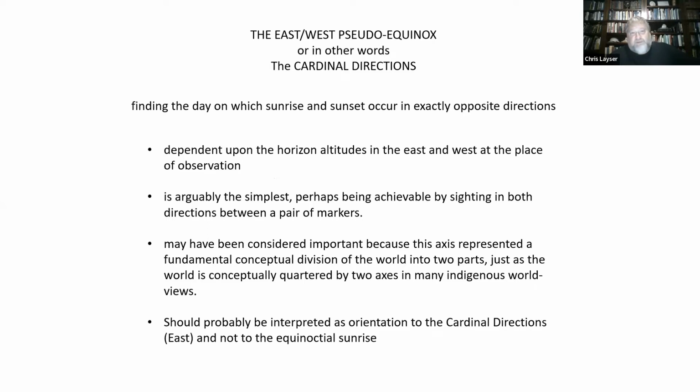And it's dependent upon the horizon altitudes in the east and west, of course, because we've already talked about that's how we come by our declination. He says this is arguably the simplest because you could have two sighting sticks and measure from west to east in the morning, and then in the evening you look the opposite direction and see when those two dates line up.